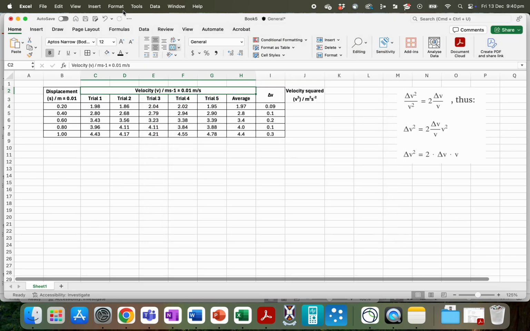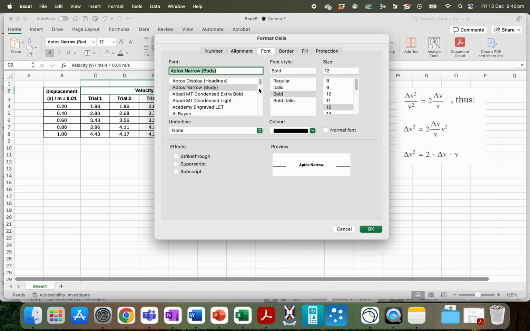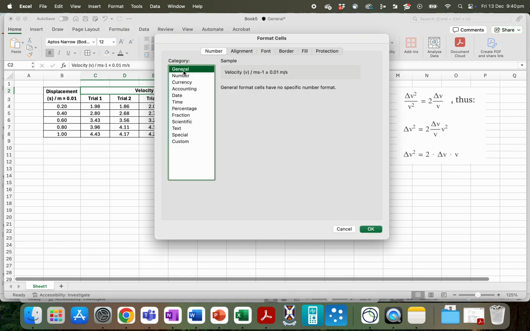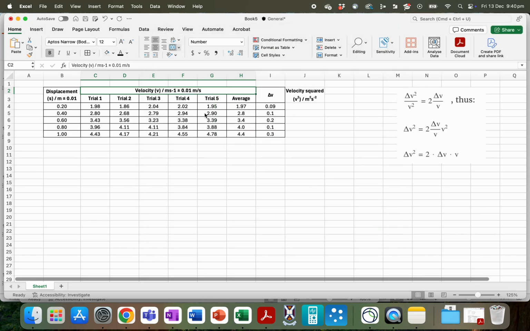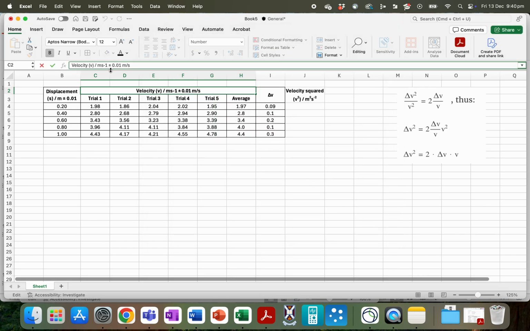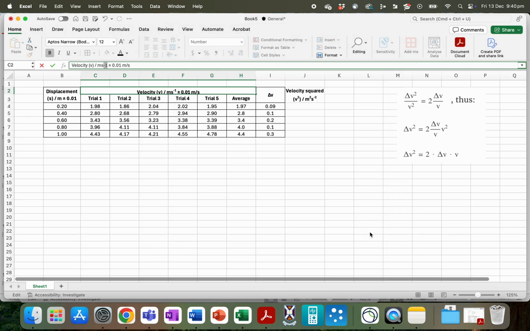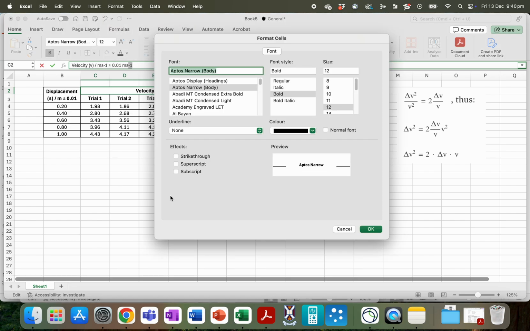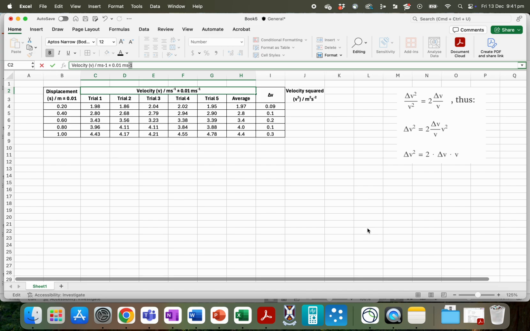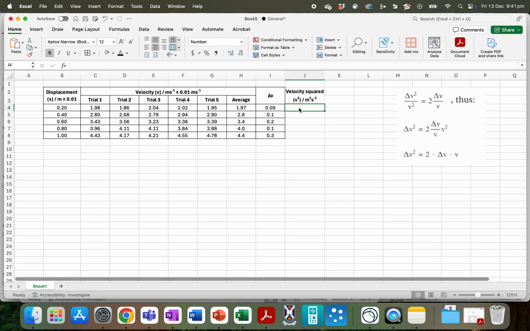Oh yeah, we have to change the format cells. Okay, so see how it's general at the moment. I think that was just causing an issue before. When it's general, it just does everything without any formatting. So let's make it number instead. Okay, now it should work. So ms minus 1, highlight the minus 1, format cells, superscript. Okay, yep, now it's working. S minus 1, highlight the minus 1, format cells, superscript. Okay, cool.